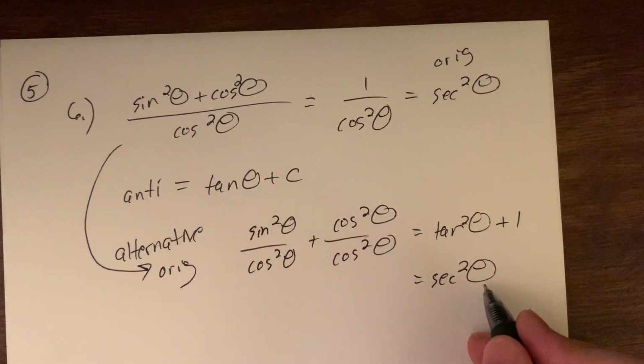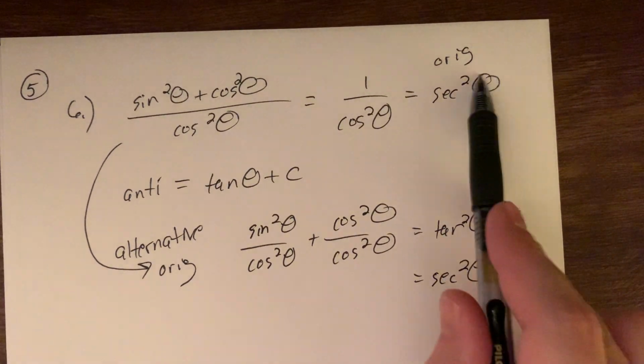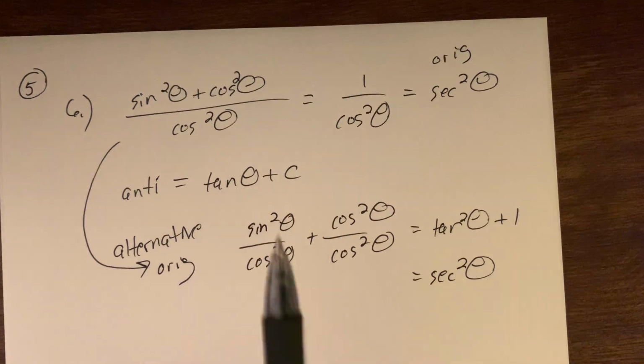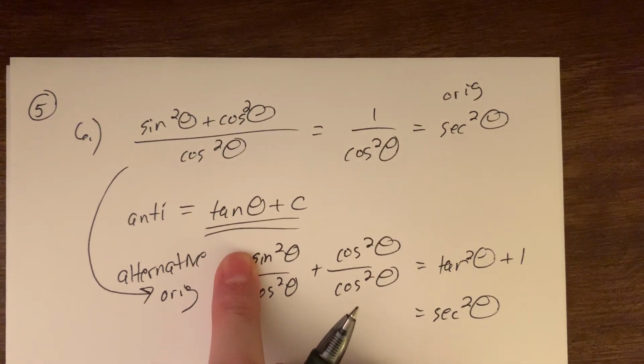And now that's still my original. So no matter what, I manipulated in different ways, but in the end, I still ended up with the same good original function, one that I know a clean antiderivative. So either way, that is my final answer.